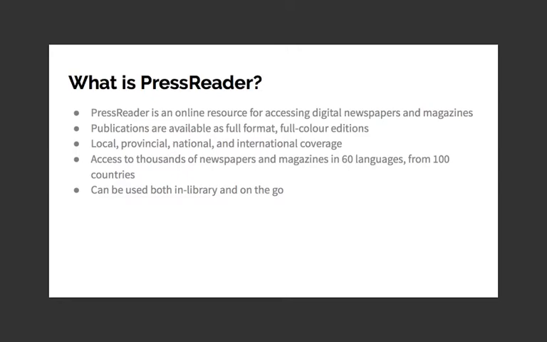And it's not just English language sources, so there are 60 different languages and 100 countries where our content comes from. So you can read El Canada, but you could also read El China if you wanted to do that. The only thing I will note is that for people who are reading the Globe and Mail, as far as I'm aware, even at this point, you are still unable to access that unless you are logged in via the library, or using library Wi-Fi. It can be used both in library and on the go.